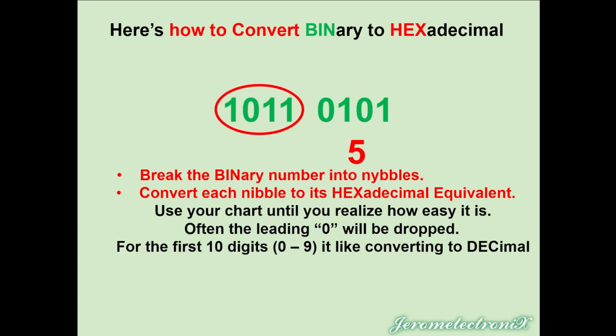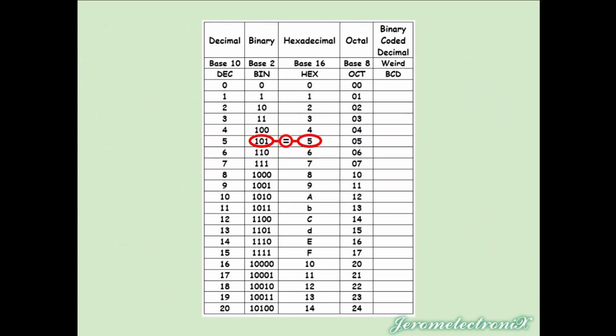Now let's do this one. We're going to go look on the chart for a binary number 1011, that is binary 11, and we're going to find that on there. There it is, and according to the chart, that's a B.